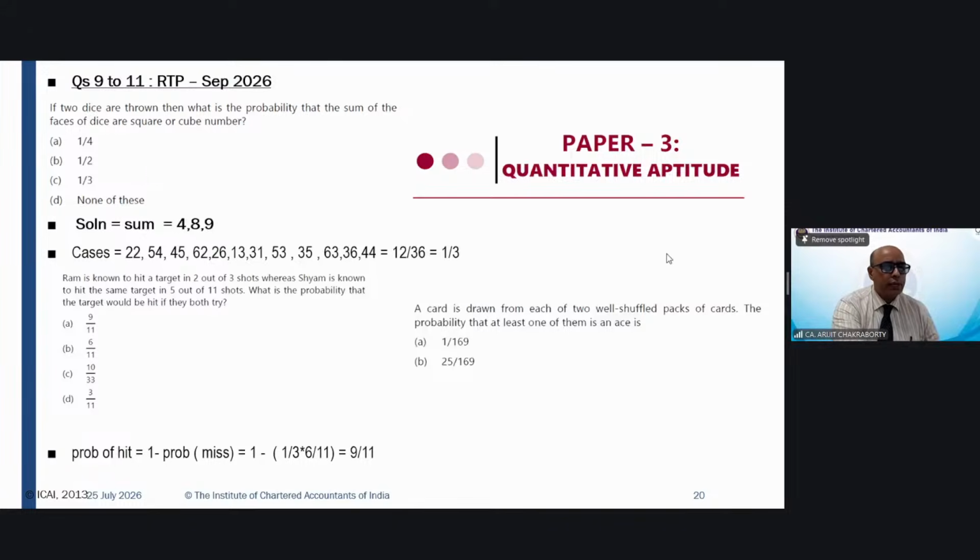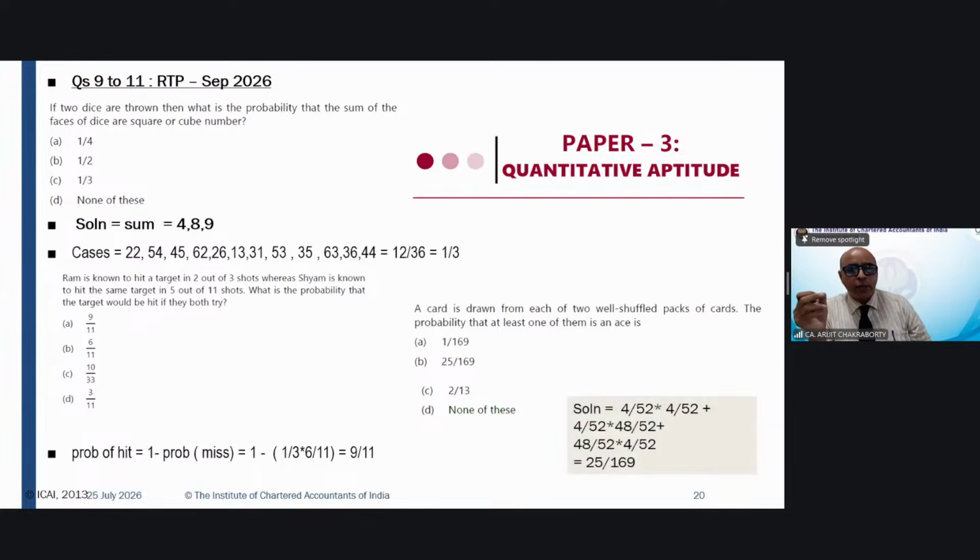We have the 11th question from the RTP September 2026. A card is drawn from each of two well-shuffled packs of cards. The probability that at least one of them is an ace is what? So here we see each of the questions in the MTP, RTP, and also in the exercises, so intelligent questions.